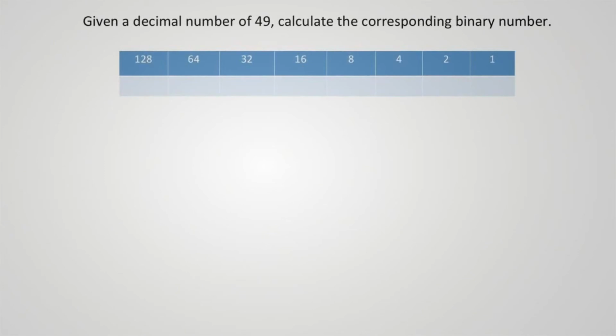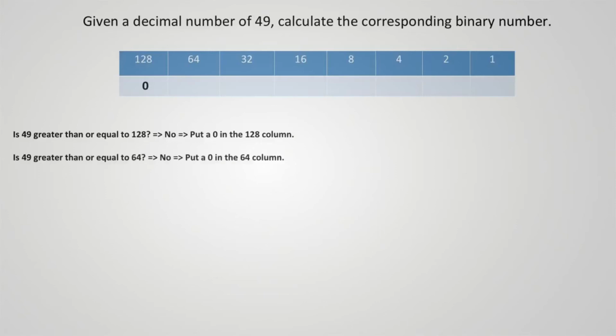Let's work through the answer together. We're going to ask that series of questions that we did earlier. We're going to ask, is 49 greater than or equal to 128? No, it's not, so we're going to put a 0 in the 128 column. Let's move to the next column. Is 49 greater than or equal to 64? No, so we're going to put a 0 in that column as well. What about 32? Is 49 greater than or equal to 32? Yes, it is. Let's put a 1 in the 32 column.